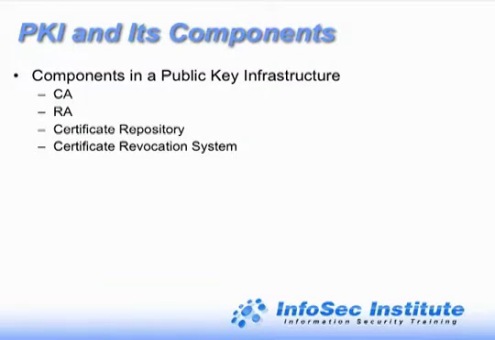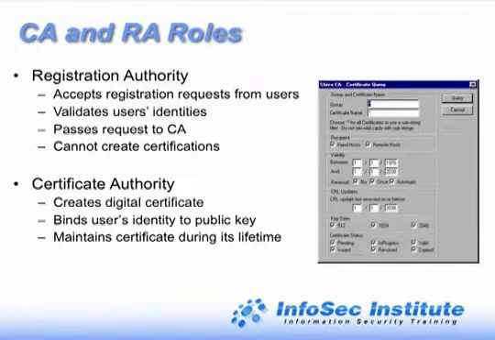Okay, PKI and its components. We're going to be looking for the CA, Certificate Authority, the RA, the Registration Authority, the Certificate Repository, and the Certificate Revocation System. Okay, CAs and RAs. In some PKI environments, especially ones with smart cards, they'll have the Registration Authority, which is the person that basically looks at both IDs, makes sure that you are who you say you are, you're physically there, you have to sign things, and this validates the user's identity.